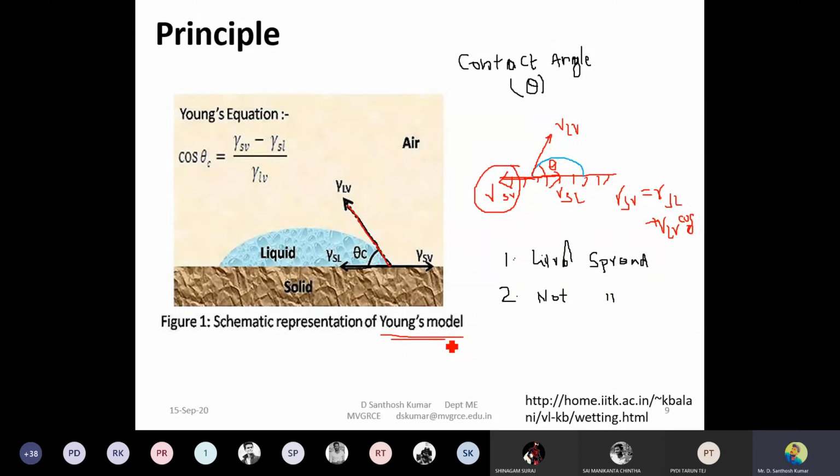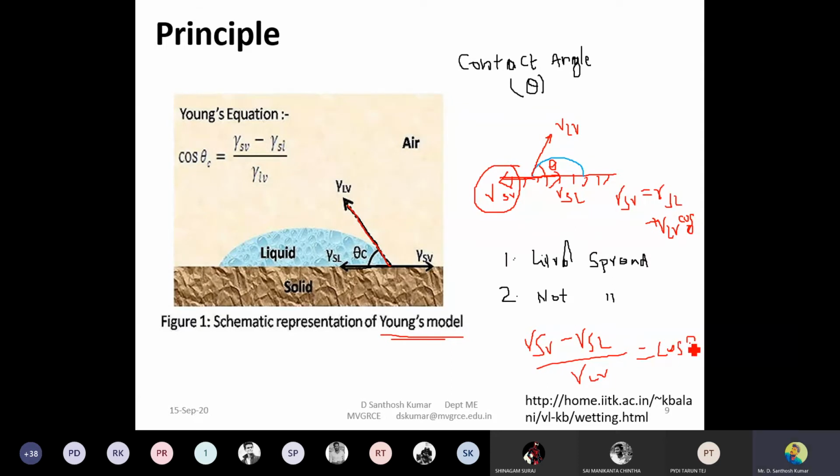Some people also call it the Young-Dupre equation, which talks about the contact angle between a solid surface and a liquid. Here you can easily measure the cos theta value: gamma SV minus gamma SL, divided by gamma LV, is equal to cos theta.